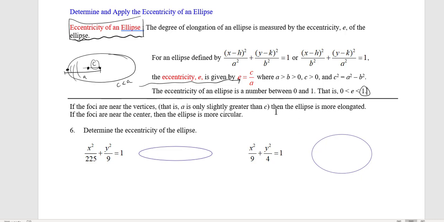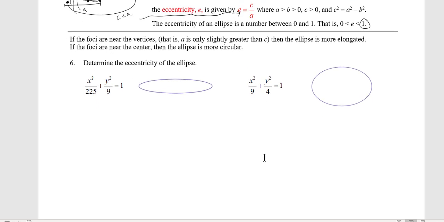Right, because that would have a distance C equals 0 from the origin, which means this focus has retreated from both sides back to the center and become a perfect circle again. Okay, so this is just the wording of that description I've given. Let's determine the eccentricity of each of these ellipses.